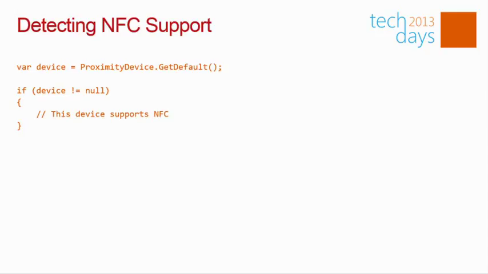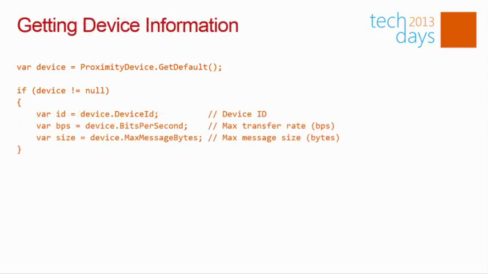Now, it's interesting, once you get a reference to a proximity device object, and that's what getDefault is returning, there's a little bit of information you can get about the device's NFC capabilities. You can get its device ID. That's actually the ID of the chip that's in that device. You can also get a value called bits per second, which specifies the maximum transfer rate for data in bits per second of the NFC chip in this device.